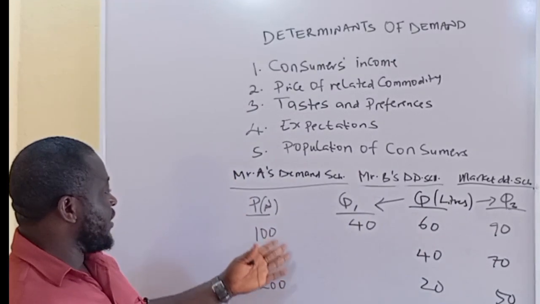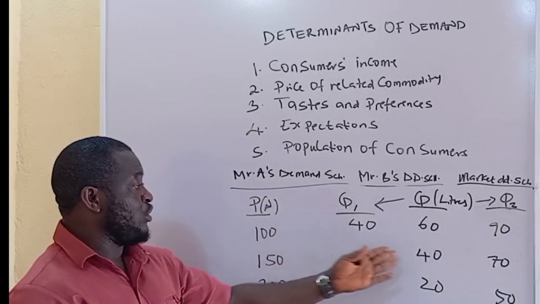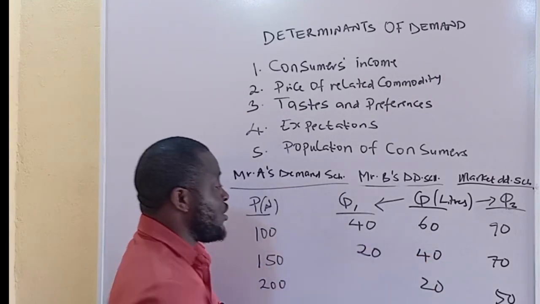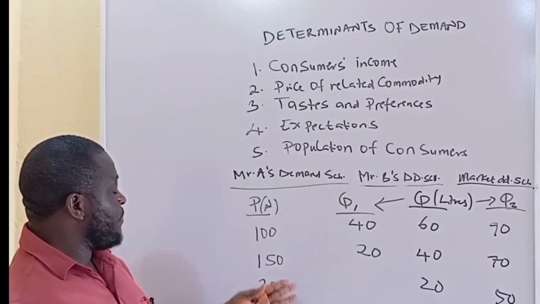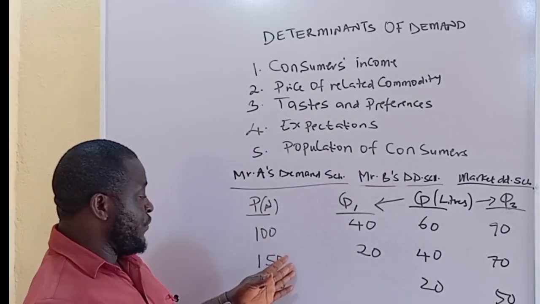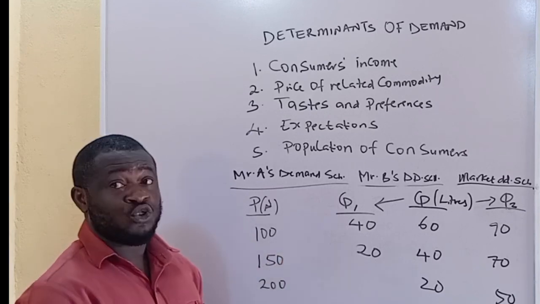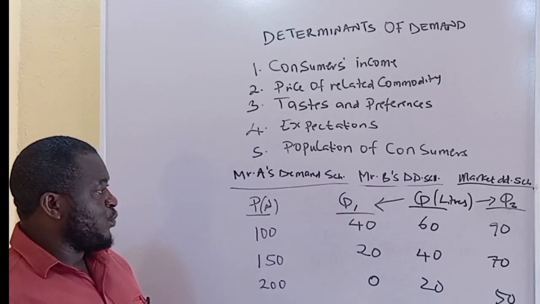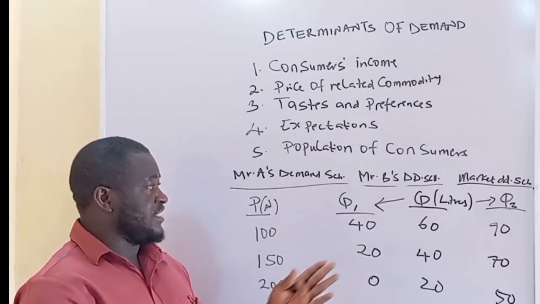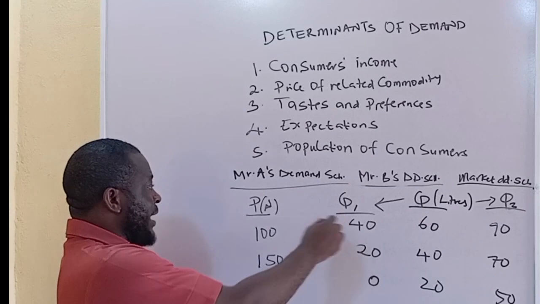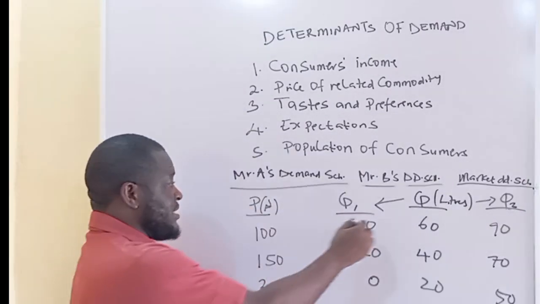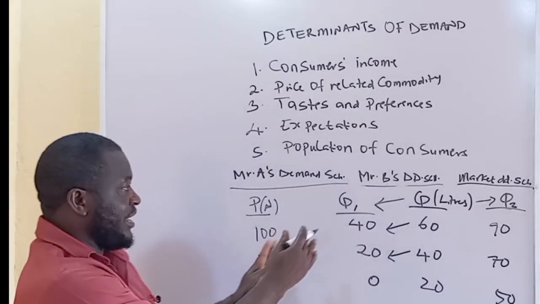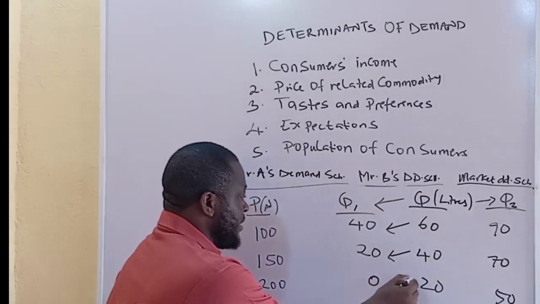If the price further increases from 100 to 150, Mr. A can no longer afford to purchase up to 40 litres of petrol. Now he can only afford to purchase 20 litres of petrol. And if the price further went from 150 to 200, Mr. A can no longer afford to purchase anything at all. Hence, his consumption will be zero. Therefore, we notice that as the income of Mr. A decreases, the quantity demanded at the same original price tends to decrease. Hence, we have what is called a leftward shift in the demand curve of Mr. A.